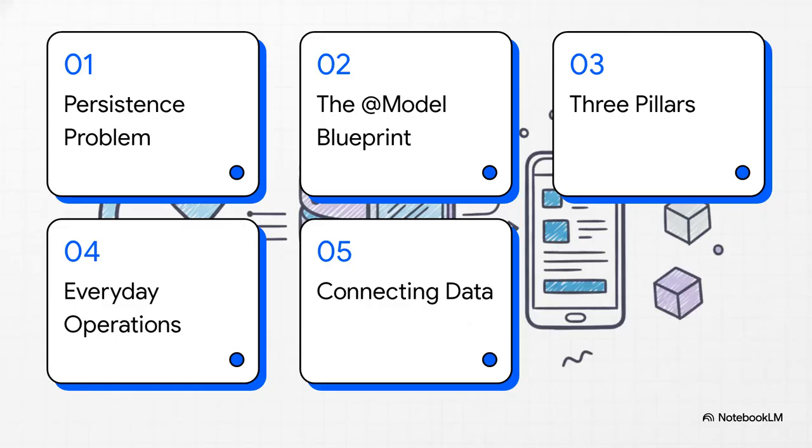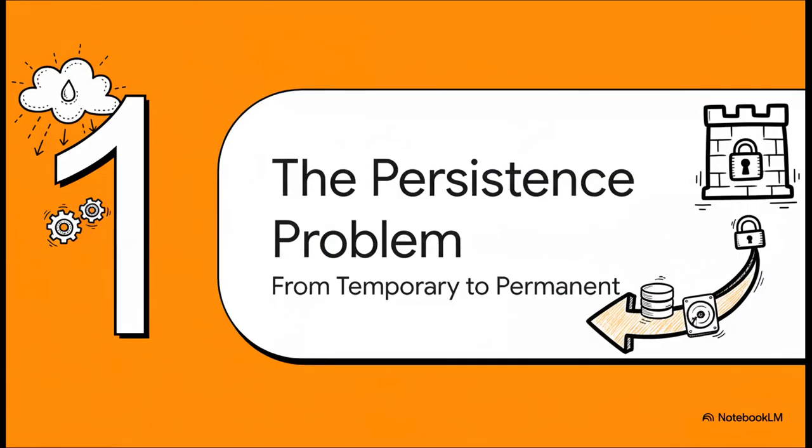So here's the game plan. First, we'll tackle what I call the persistence problem. Then we'll dive into the @model macro. That's kind of the blueprint for everything. After that, we'll look at the 3 pillars that make Swift Data tick, run through the everyday data operations, and finally, we'll see how to connect all our data together. All right, let's kick things off with section 1, the persistence problem.